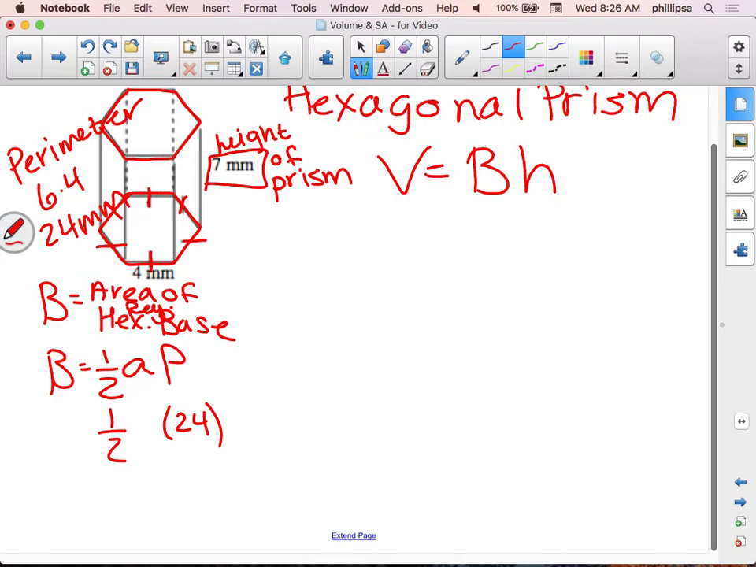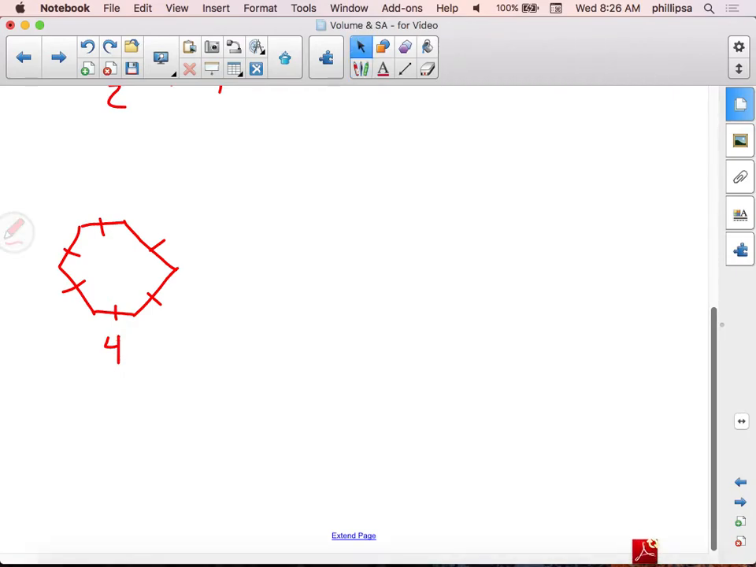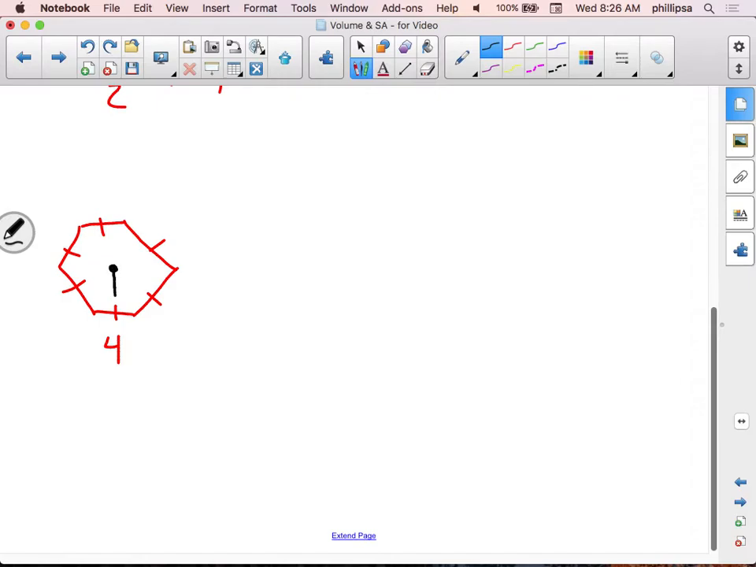I do have a little bit of work to do for finding my apothem. The first thing that I'm going to want to do is sketch in my apothem really quickly. Just to remind you, your apothem goes from the center to the midpoint of a side. That means this is split into 2 and 2. It is also perpendicular to your sides, and you're looking for this length.